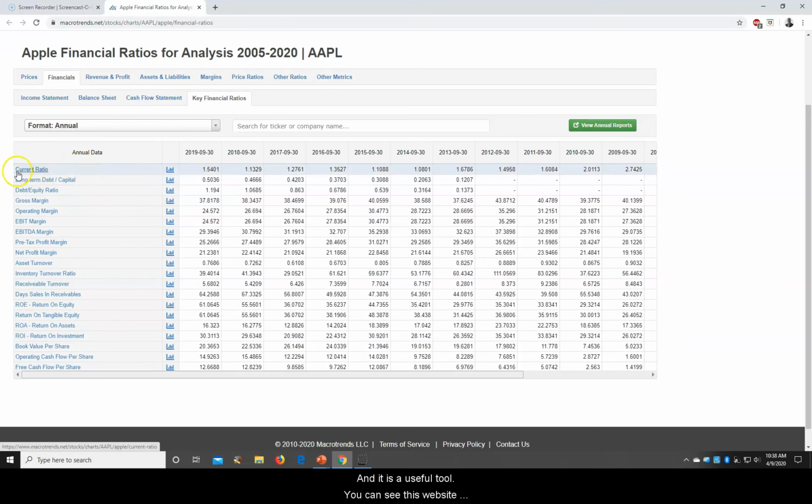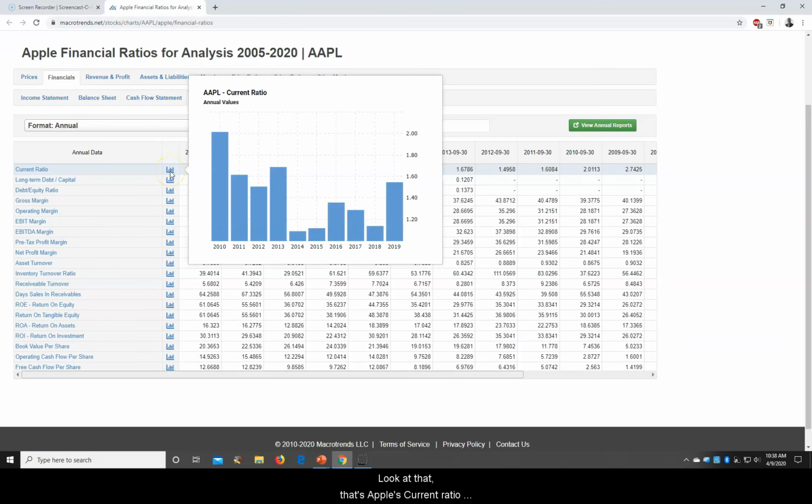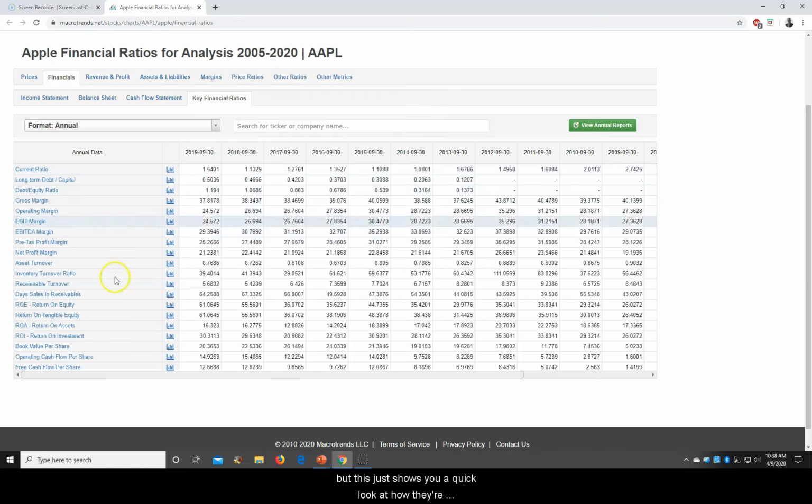You can see this website calculates it for you, and they show it over years. So current ratio, look at that. That's Apple's current ratio from 2010 to 2019. So you can quickly see how they're doing. And if something looks funny, then you can go back into the financial statements and try to get more of a picture. But this just shows you a quick look at how they're doing.